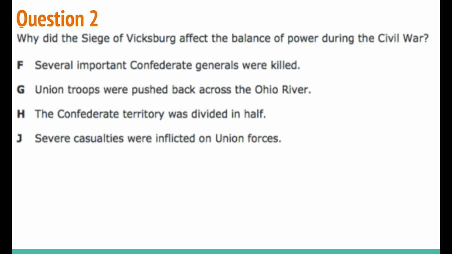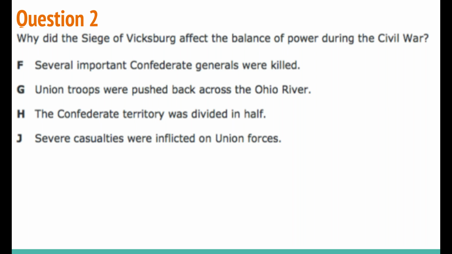Question number 2, why did the siege of Vicksburg affect the balance of power during the Civil War? Was it F, several important Confederate generals were killed? G, Union troops were pushed back across the Ohio River? H, the Confederate territory was divided in half? Or J, severe casualties were inflicted on Union forces?